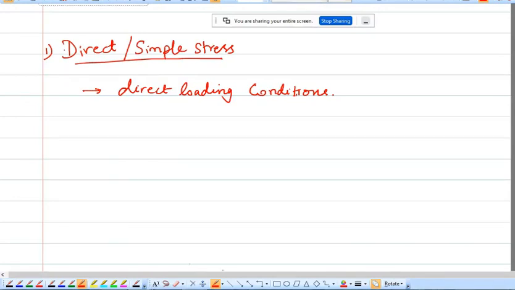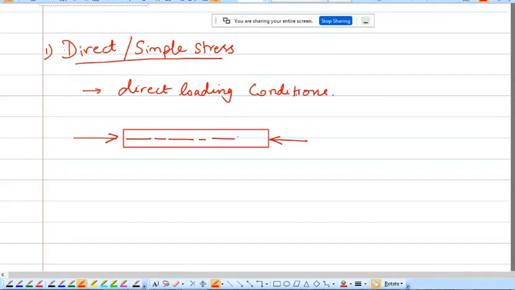So what do you mean by direct loading conditions? You can take the previous example itself. You have a body and I am applying some compressive force. So this compressive force is acting along the axis of the member. In such problems, in which the force is acting along the axis of the member, we can expect that direct or simple stress is developed in such bodies. So the formula is stress is equal to force by area.